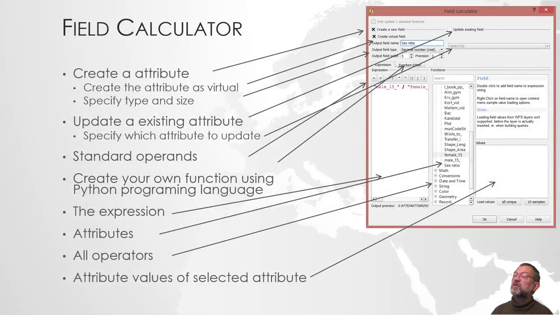My calculator I use for updating, I could use it to create a new attribute. I could create a virtual one, that only exists in memory and reflects all attributes as they change, but it's not stored in the data, but stored in the project. I can update, so I choose this one up here, and then choose which attribute I want to update. We have those most common operators that I use. I could go in the function part here and write my own Python code. This window here will contain my calculation. Here I have all my operators and my attributes. And just like in the other tools, if I have an attribute selected, I can press the button to give me all unique attribute values. So all of these tools function in a similar way.